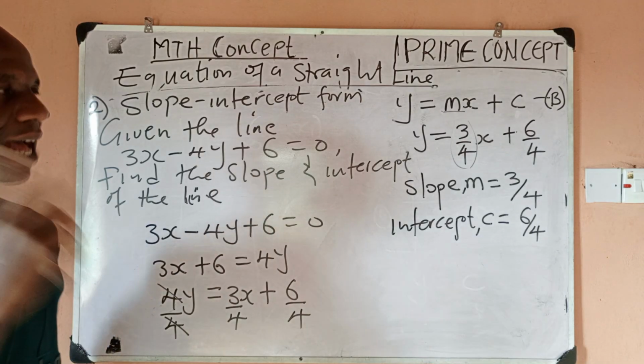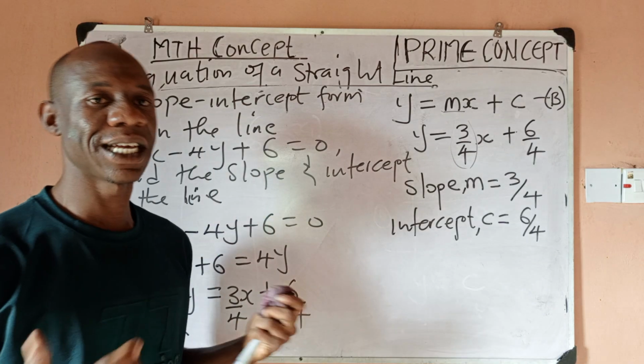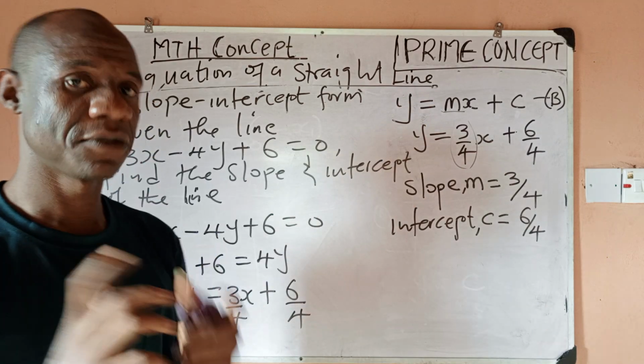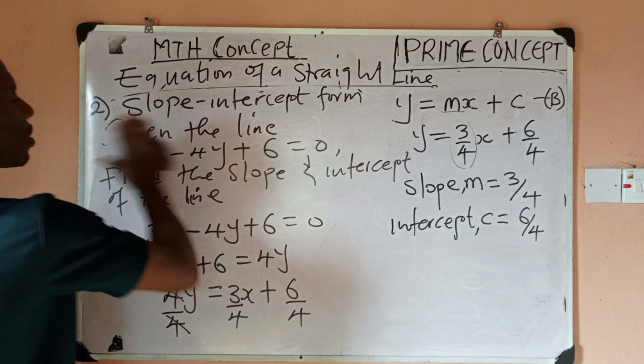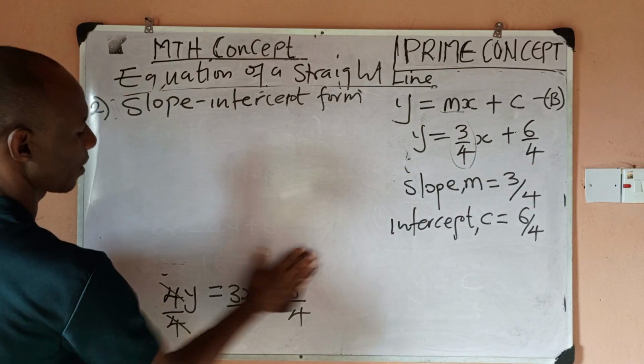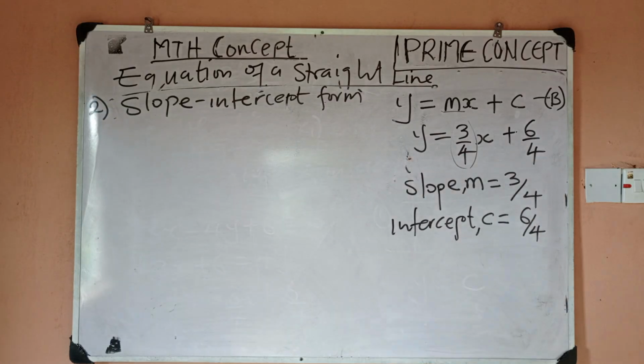Now, let's say we have another kind of problem. They want us to get the equation of a straight line from points, and they want to use this method. It's very simple. So you see how we solve that. So let's take another example. So let's see.